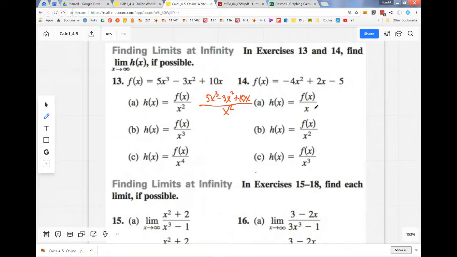Okay, what's going to happen on 14a? So you take that, it's a negative 4x squared plus 2x minus 5, and put that over x. What's the limit of that as x approaches infinity? Well, the numerator wins. But because there's a negative there, what's negative 4 times infinity? It's going to be a negative, so that one's going to be a negative infinity.